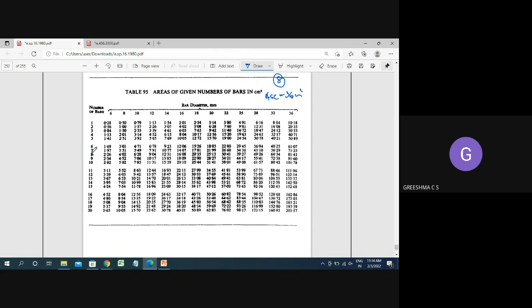If you're taking 8 numbers of bars, if you're using 22 mm diameter bar, 8 numbers, the final total is only 30.41. Okay, so that is not possible. If you are taking 25 mm diameter bars, you will get 39.27. Okay, let's see if there is any other option that we can make use of.